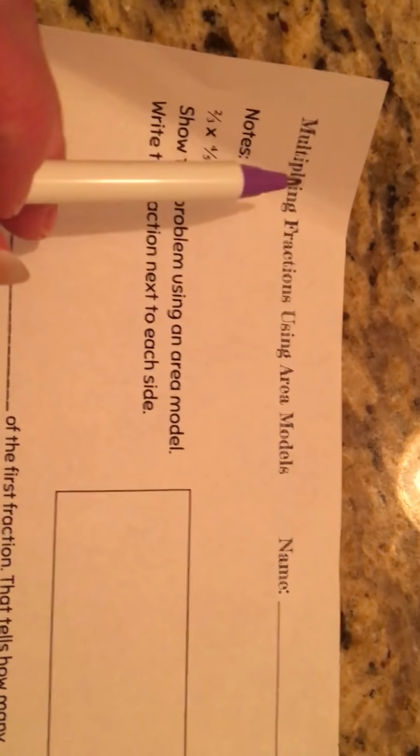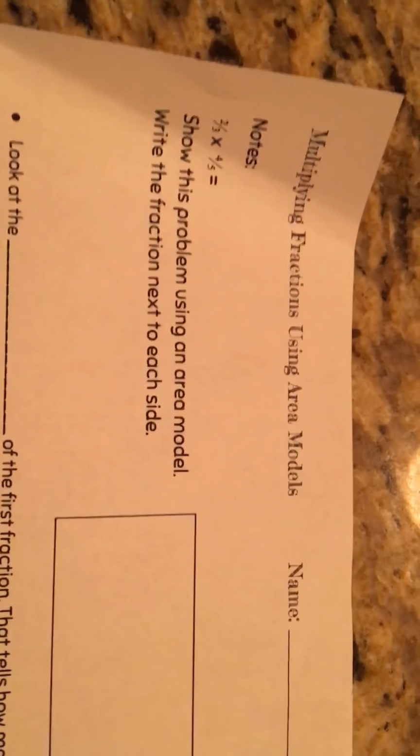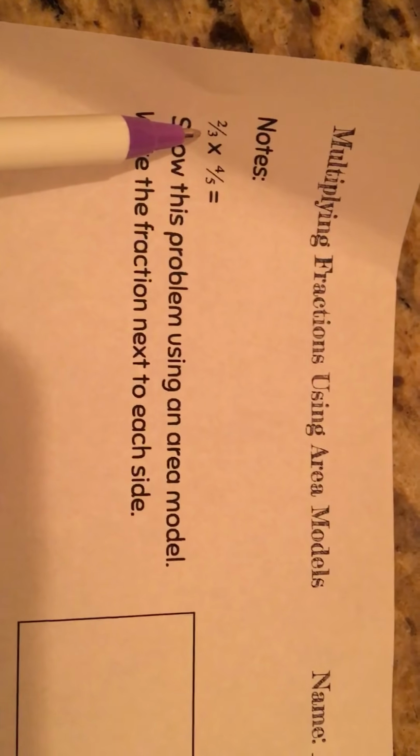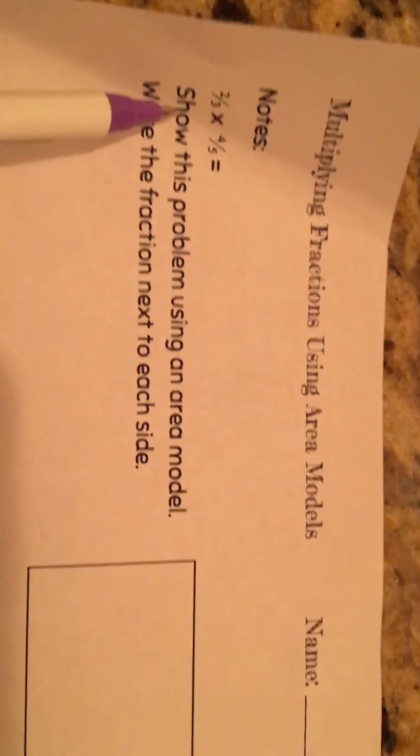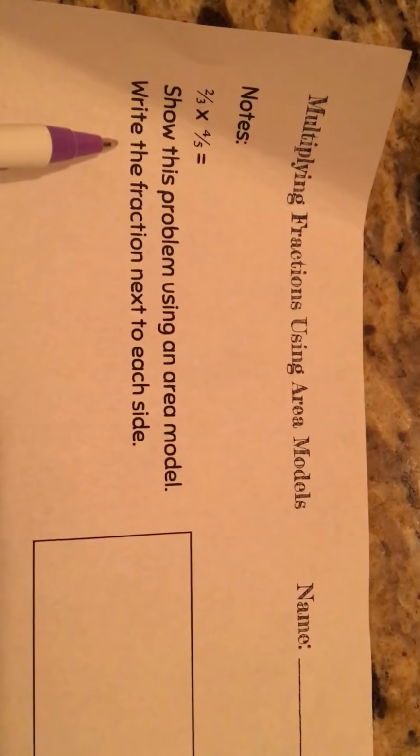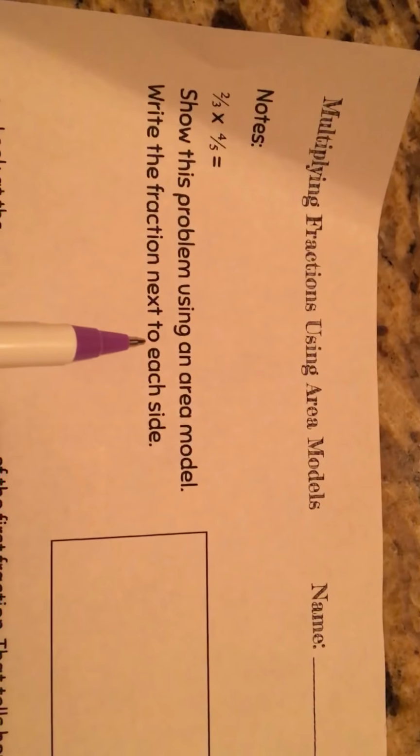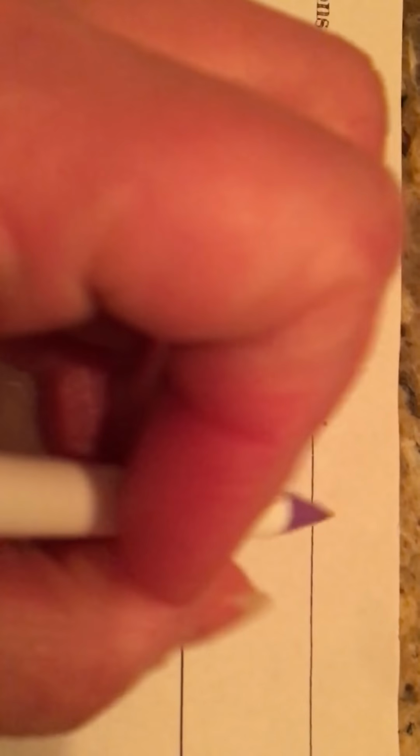We're going to talk about multiplying fractions using area models, like we talked about yesterday. So we're going to go ahead and solve this problem, 2/3 times 4/5. We're going to show this problem using the area model, and we're going to write our fractions next to each side. So I'm going to say that this side is going to be my 2/3.